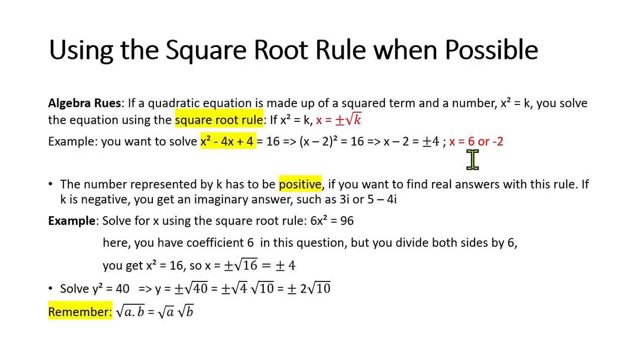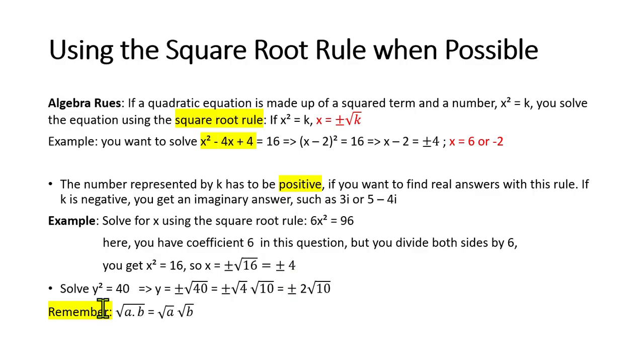So x equals 6 or x equals minus 2. Same here, for example, 6x squared equals 96. Then you divide both sides by 6. Then x squared equals 16. So this is again the square root form, with a square term. So x equals plus or minus the square root of 16, that is plus or minus 4.